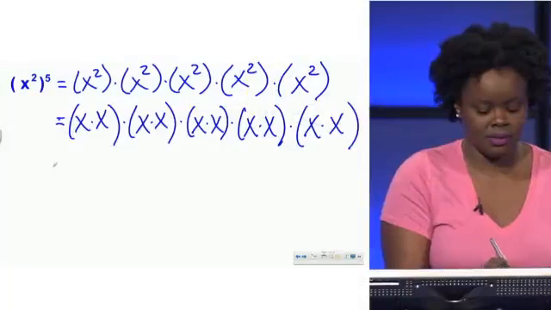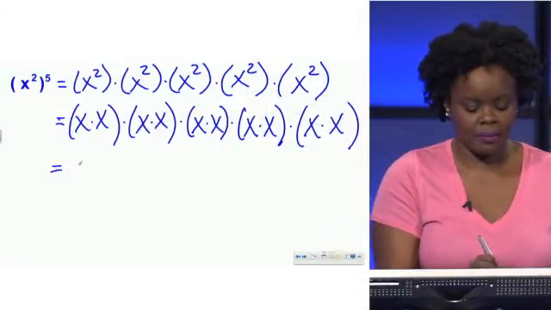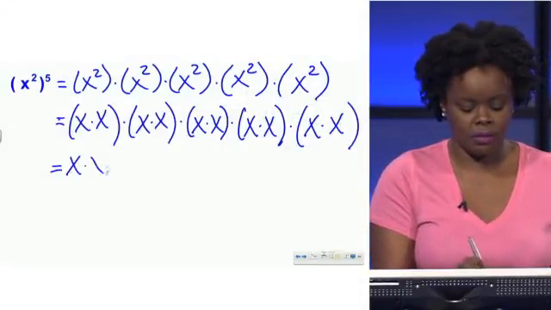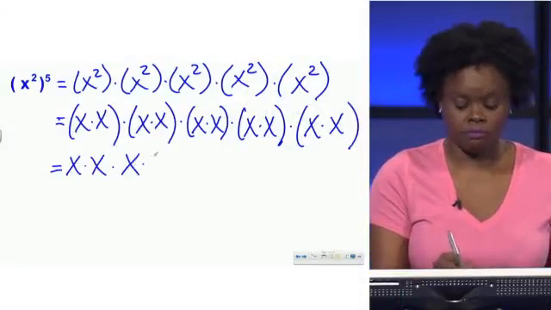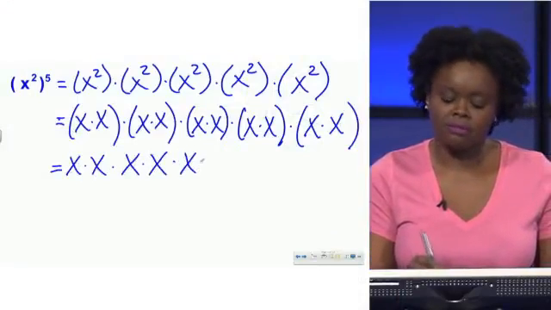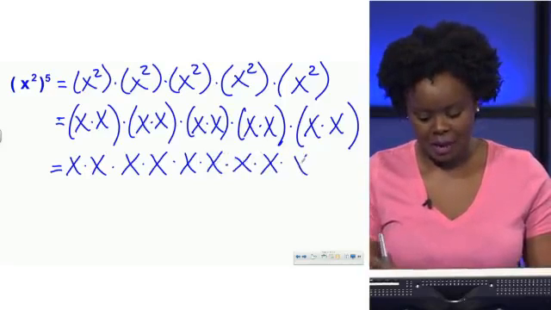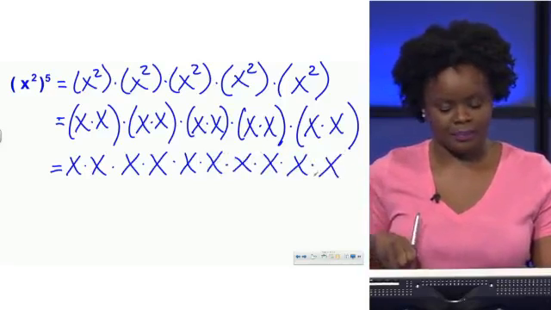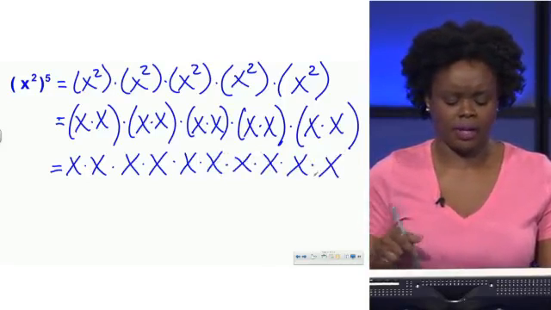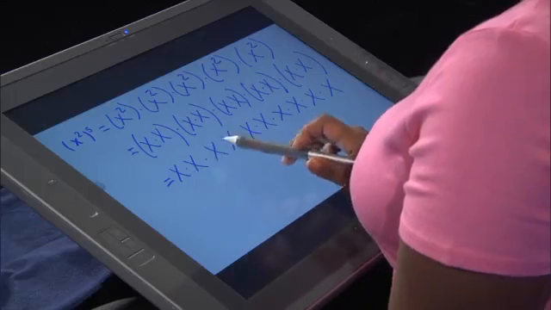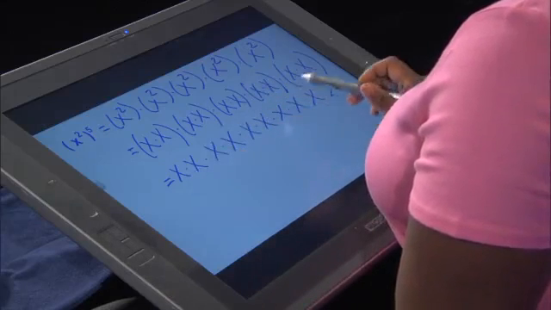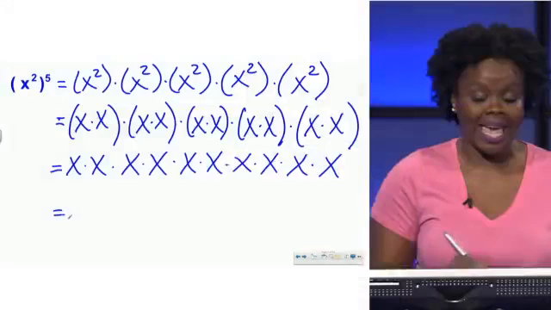Okay, so we wrote it in groups like this. Now let's break all those x's out of the parentheses and see what we're working with. So I've got x times x times x times x times x times x times x times x times x times x. How many x's are you multiplying together? Let's count them out. 1, 2, 3, 4, 5, 6, 7, 8, 9, 10. You multiplied x by itself 10 times.